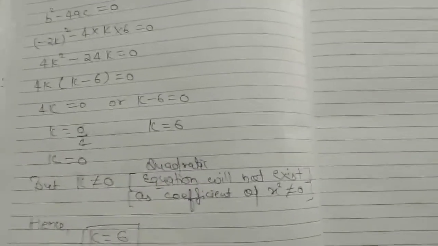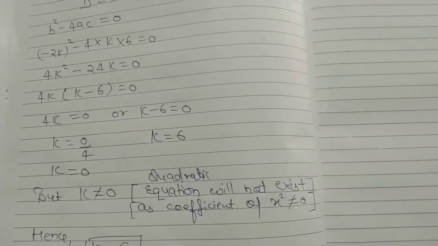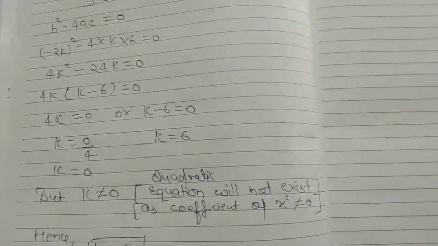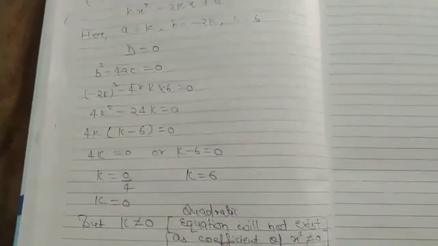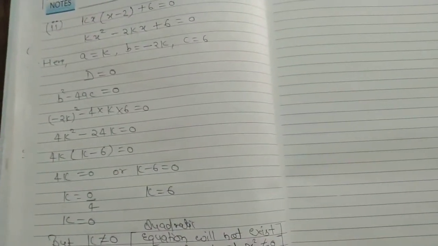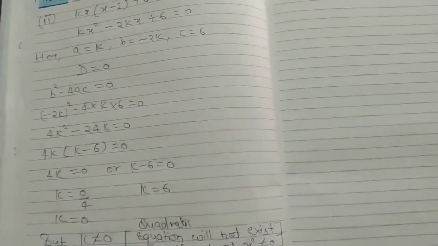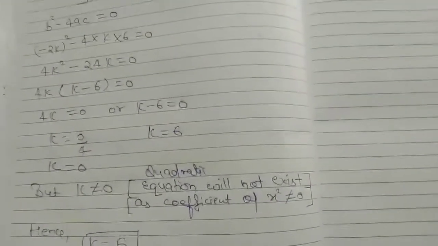But if you see the answer, then 0 is not considered in the answer. Why? Because in a quadratic equation the coefficient of x square cannot equal 0. See the quadratic equation. If the x square term becomes 0, that means our quadratic equation will not exist. That's why we have not taken the value k equals to 0. So our answer will be k equals to 6.